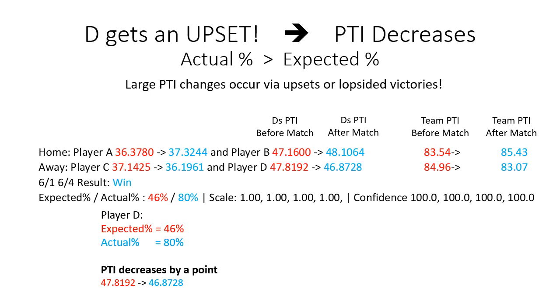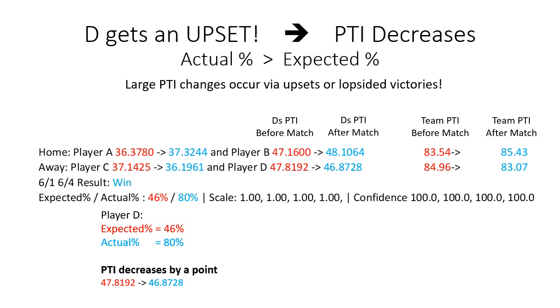However, the away team wins big, with their actual percent at 80%, which is much better than expected. The away team way outperformed their expectations. So, player C and D of the away team experience a full point improvement in their PTI.